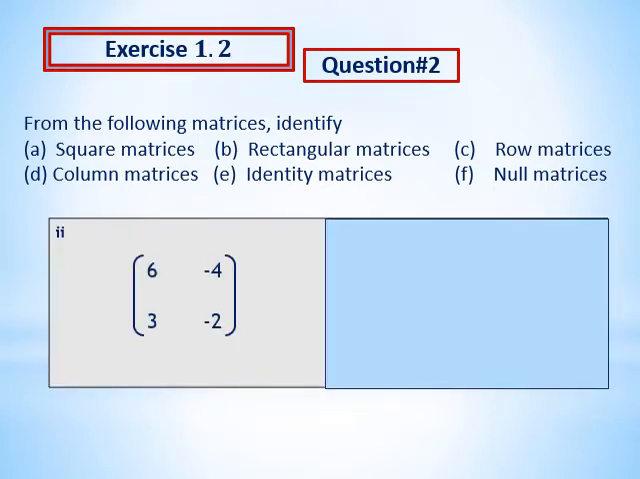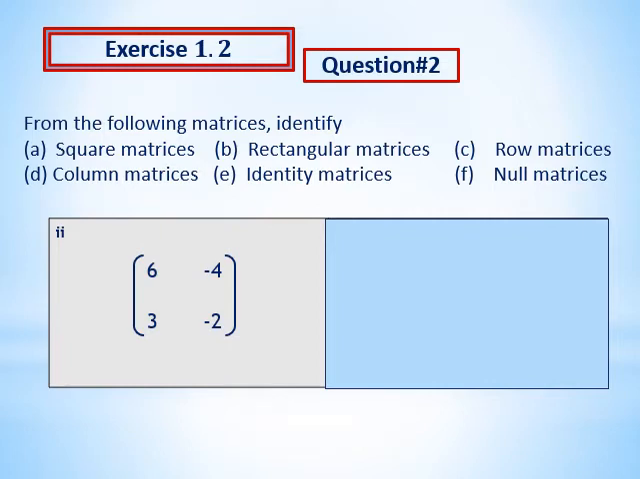Part 2. Look at this matrix. Its entries are 6, -4, 3 and -2. It has 1 and 2 rows, 1 and 2 columns. So its order is 2 by 2. Also this is not a row matrix, not a column matrix, not an identity matrix, as diagonal entries are not equal to 1. This is also not a null matrix, as all entries are non-zero.